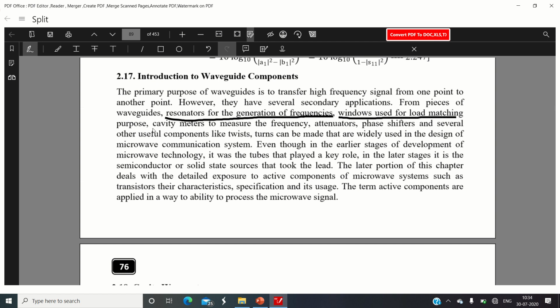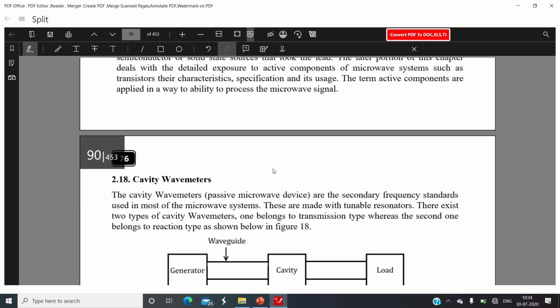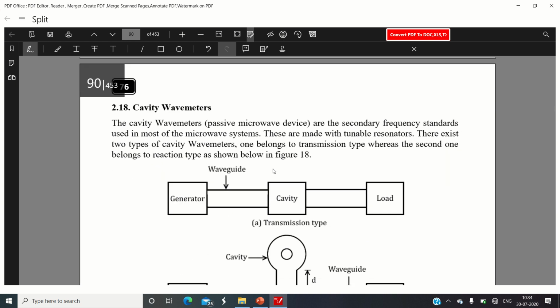Cavity meters we can construct using waveguides in order to measure the frequency of the microwave signal. We can construct attenuator circuits using waveguides, phase shift circuits using waveguides, right? So we can also construct components like twists and turns. Okay, so all these different components we are going to study one by one now. Okay, so first of all, we are going to study the frequency meter or cavity wave meter.